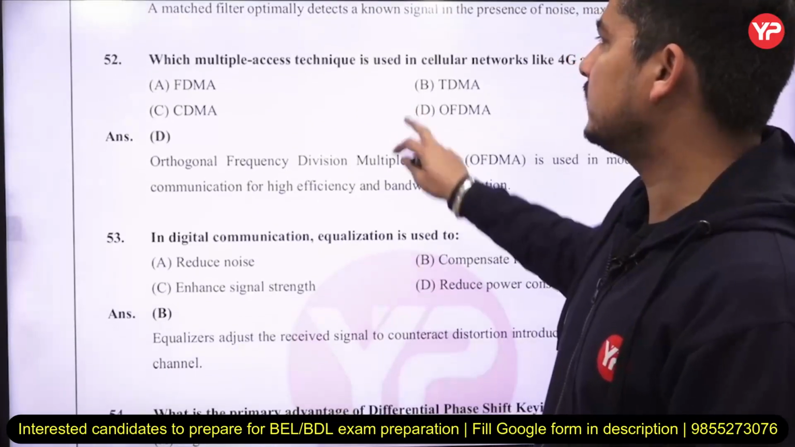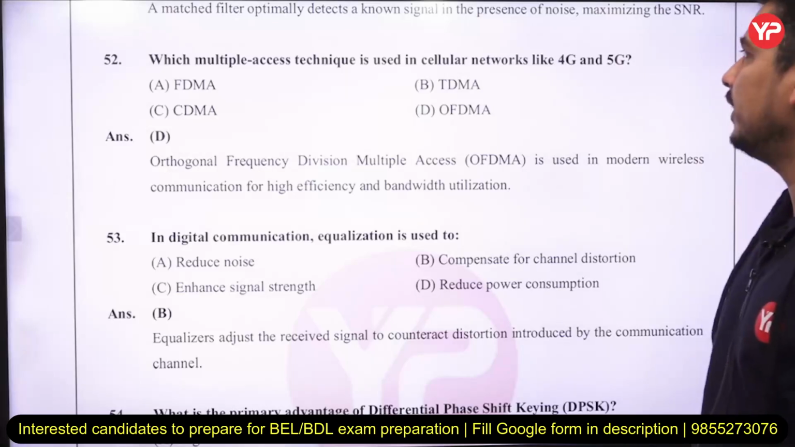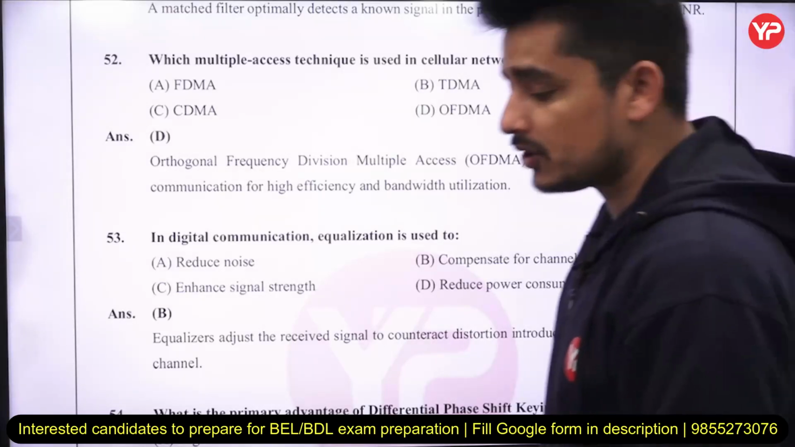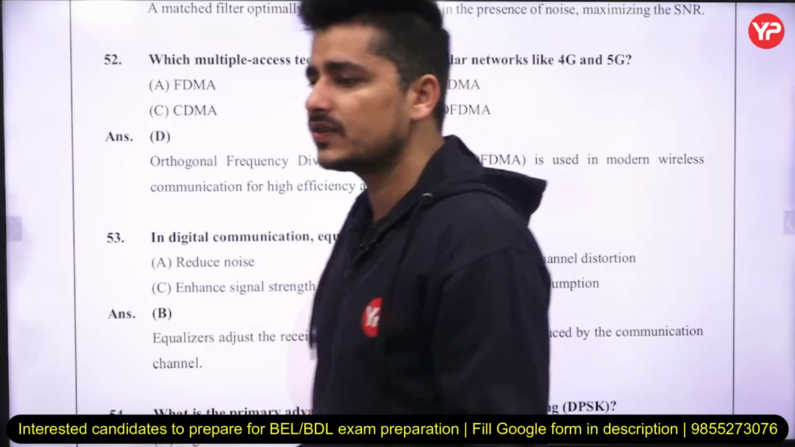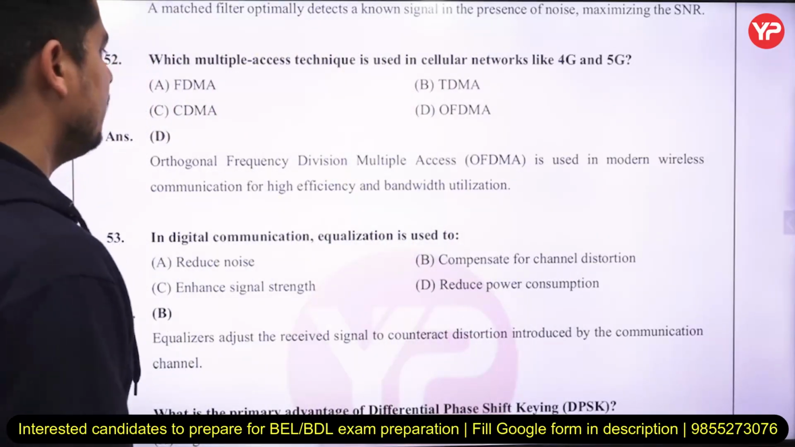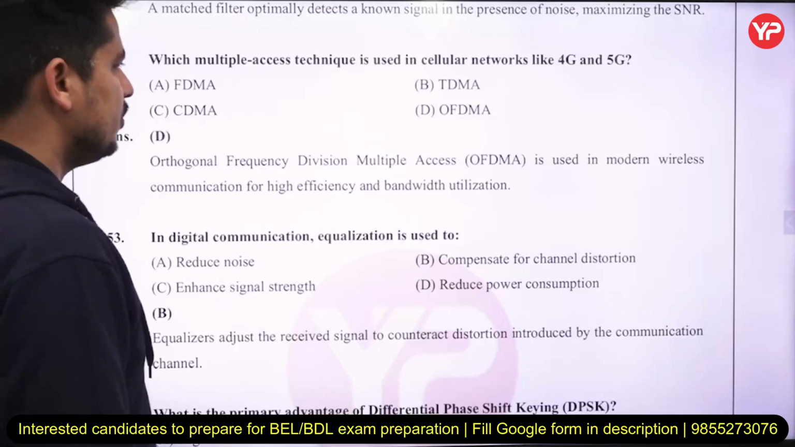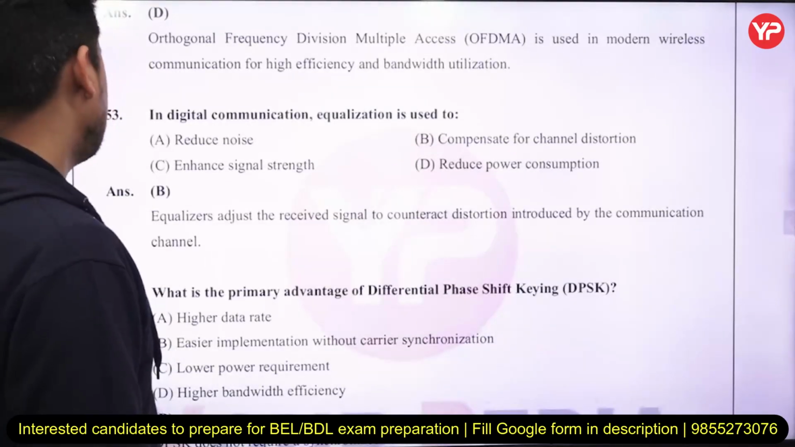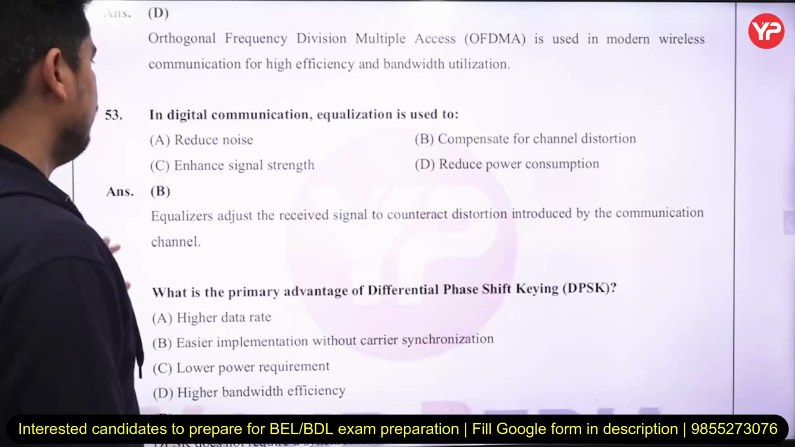Which multiple access technique is used in cellular networks like 4G and 5G? That is the question. These are important questions, based on current technologies. That will be OFDMA. OFDMA is basically used in modern wireless communication to utilize your bandwidth highly efficiently and effectively.